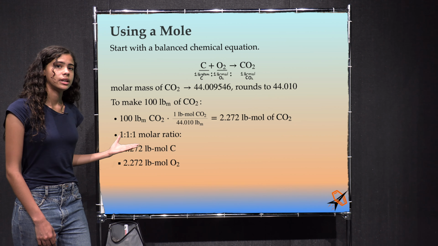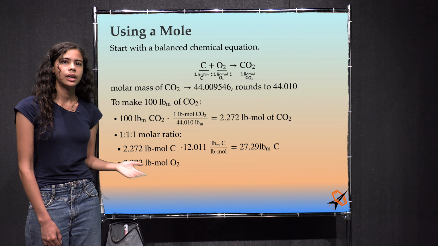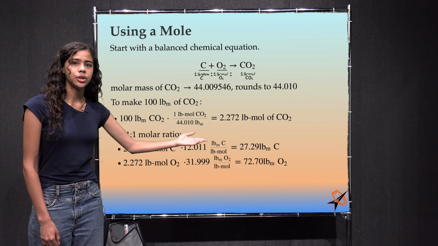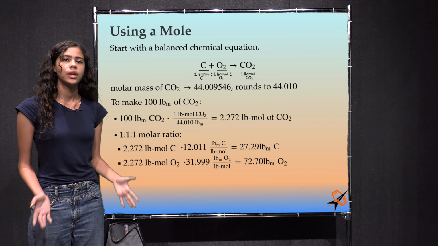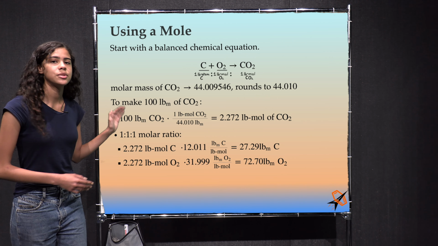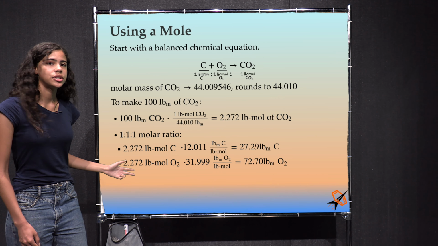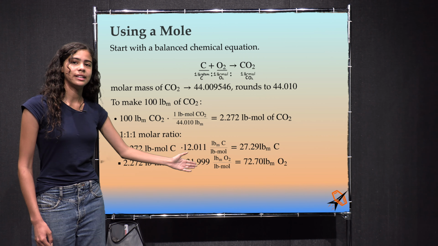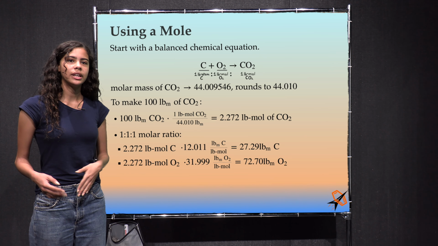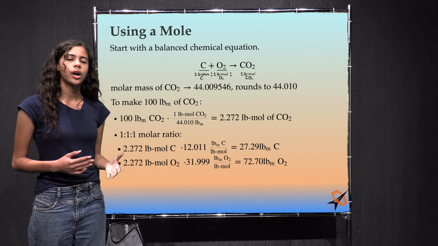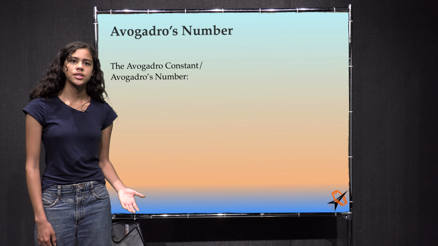The atomic mass of carbon is 12.010736, which rounds to 12.011, and the molar mass of O2 is 31.998810, which rounds to 31.999. So, we need 2.272 times 12.011, or 27.29 pounds of carbon, and 2.272 times 31.999, or 72.70 pounds of oxygen. Incidentally, if you wait until the end to round your calculations, you'll get 100 pounds instead of 99.99 pounds of CO2. A mole without a mass qualifier is assumed to be a gram mole.